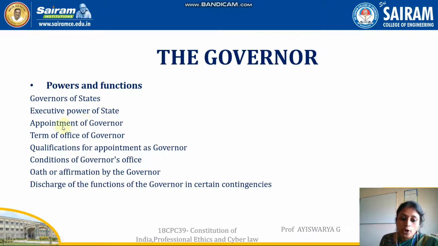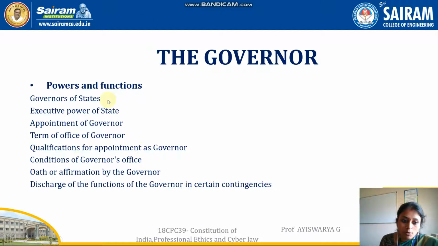The next one is appointment of governor. Article number 155 deals with the appointment of governor. The governor of the state shall be appointed by the president by warrant under his hand and seal. So the president appoints the governor, right?